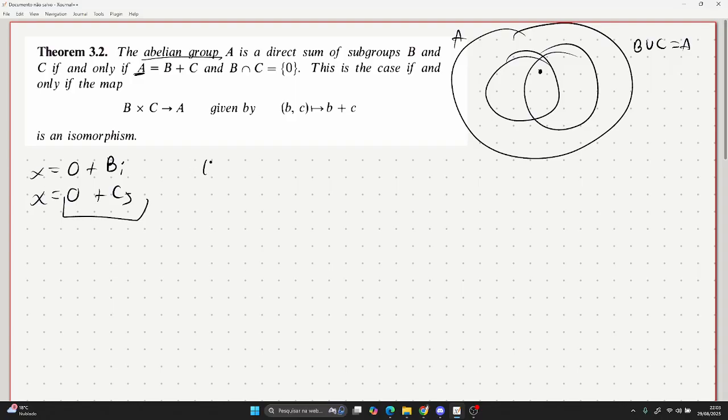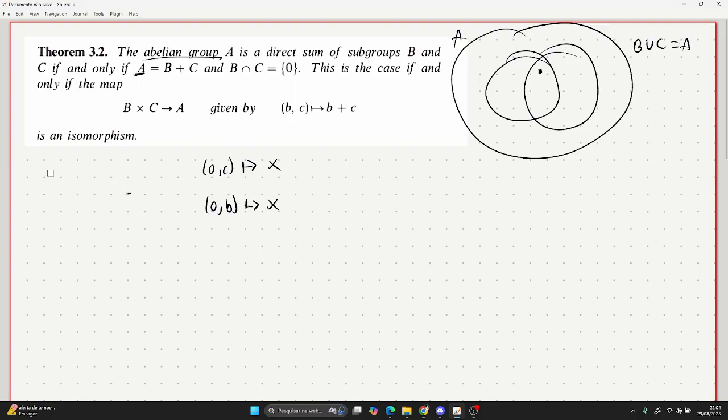Do you understand what I'm talking about? You're mapping 0 and c to an x, and you're also mapping some 0 and b to some x. That's crazy, because it fails the uniqueness property: now you have two ways to represent the same element. So the uniqueness fails. The representation needs to be unique.